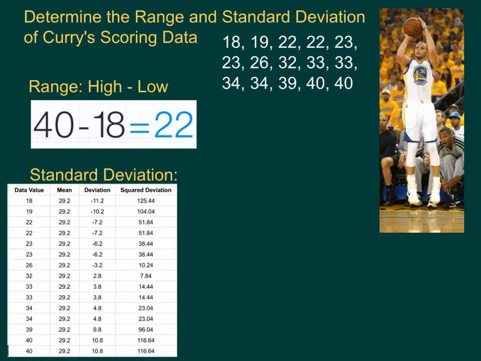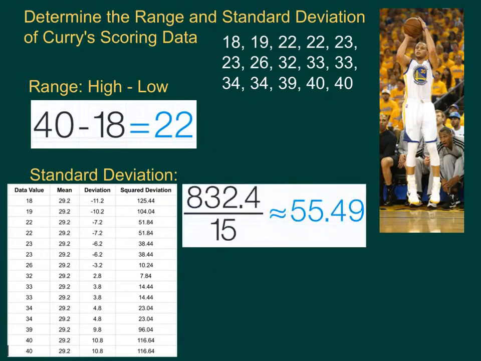Now I need to average all of these squared deviations in order to find what we call the variance. To find that average, or the mean, I add up all of the squared deviations and then divide by 15. So using a calculator, we are able to determine that the sum of the squared deviations is 832.4. Divided by the 15 values there, we get about 55.49, or approximately 55 1/2.